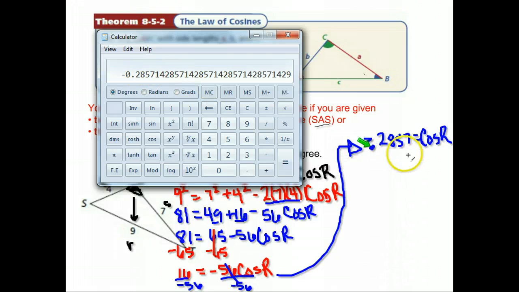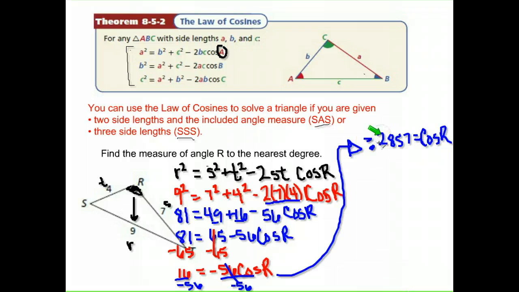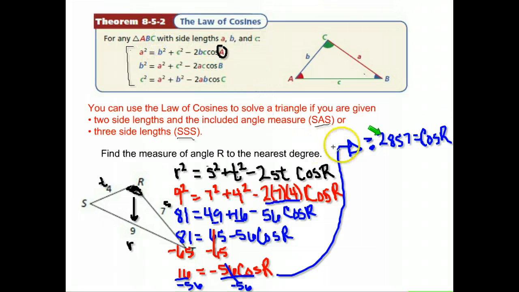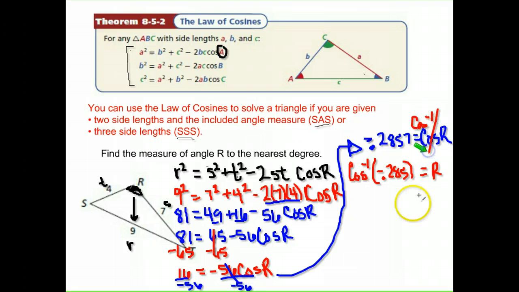Now, where are we going to go from here? We have negative 0.2857 is equal to the cosine of r. Remember, when you don't know your cosine, how do you find it? You do the inverse cosine. So to remove cosine from my r, I do the inverse cosine of both sides. The inverse cosine of that number still in my calculator is equal to r, because when I do the inverse cosine, that cancels.